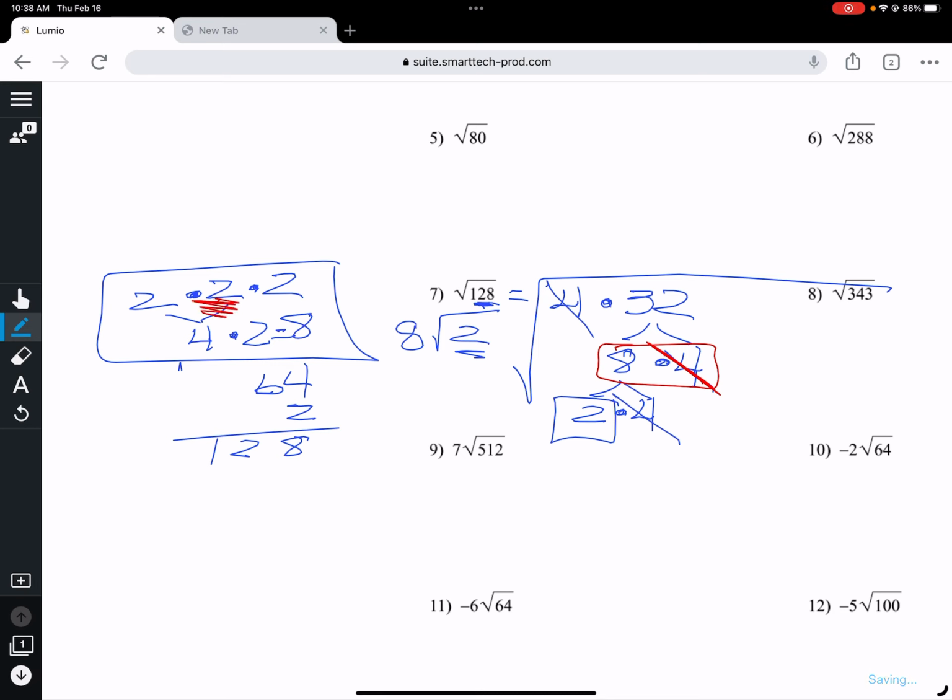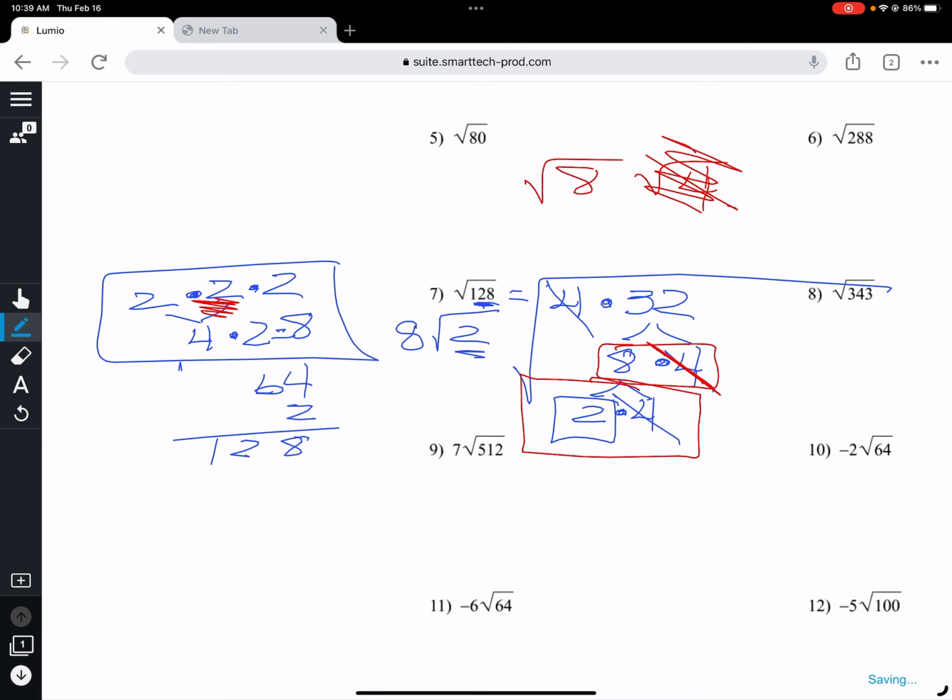It gets to come out. It's like you're looking at this. Are either of those perfect squares? Yes. So we have a 2. So that one's all the way gone. And then 8 is made up of 2 and 4.